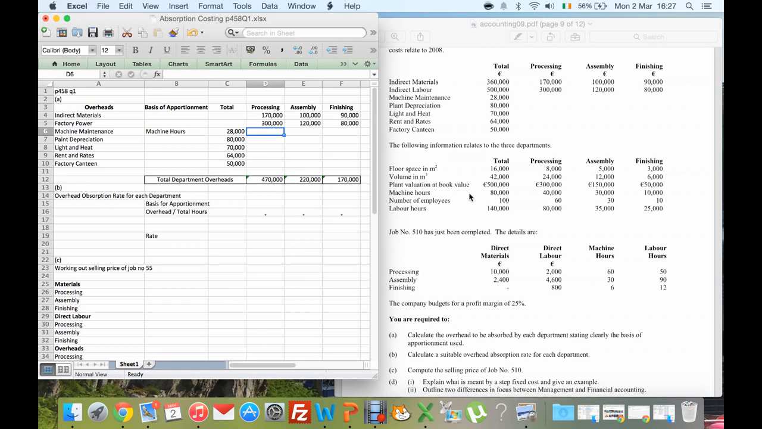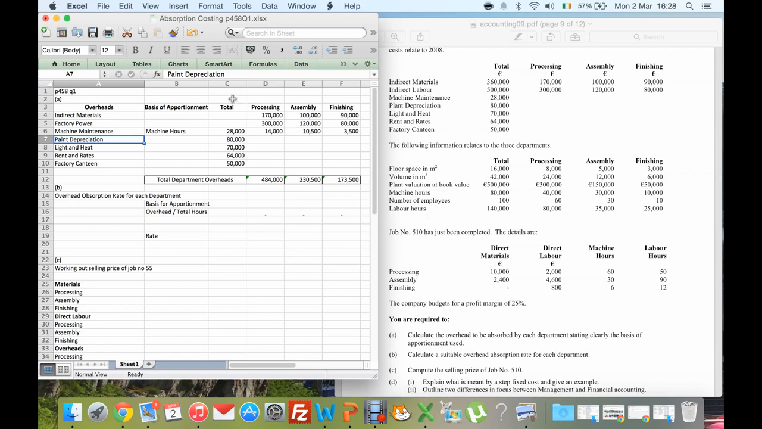So 40 out of 80, so that's half of the 28 grand is going to go to processing. That's because 40 of the 80. Now then 3/8 is going to go to the next department. And then the last department has 10 over 80, or 1/8. So 28 grand divided by 8.